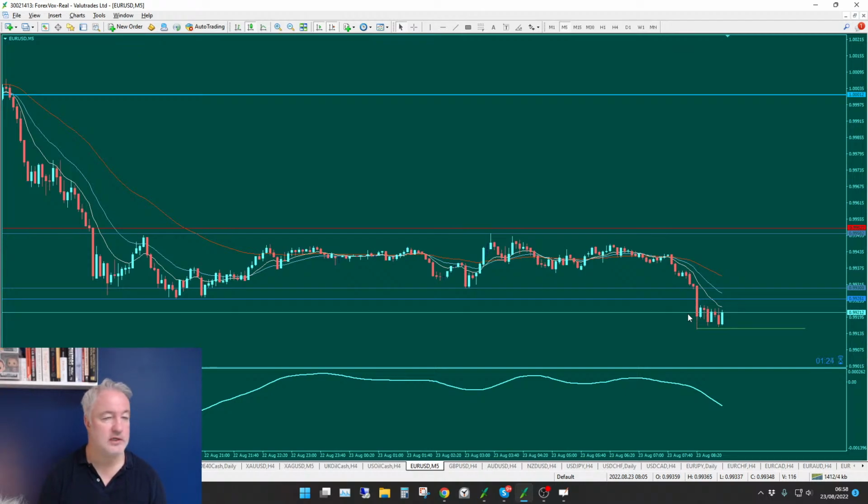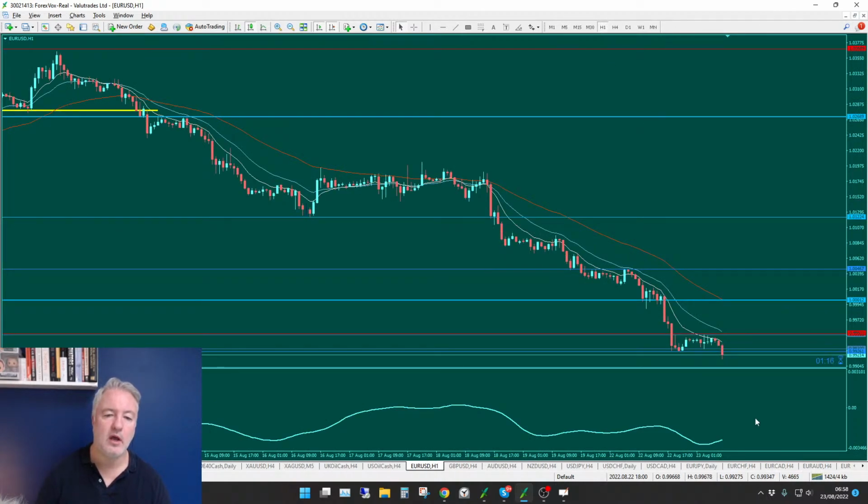There's no divergence on the daily and the 4-hourly, so the market isn't showing any signs of slowing down there. It doesn't really appear to be showing anything on the 1 hour. Let's have a look. 1 hour is showing a little bit of bullish divergence, which means it could be running out of steam. That's a possibility, but not enough yet to really change things.